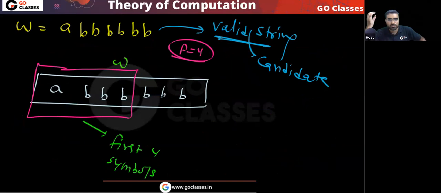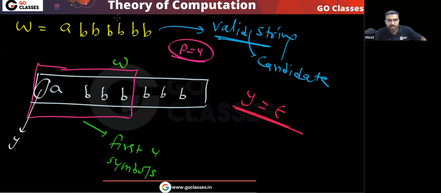Give me some suggestion. Which y will work? Can I take y equal to empty string? For example, can I take y itself as empty string? If I take this empty string as y, then definitely the result will belong to L.